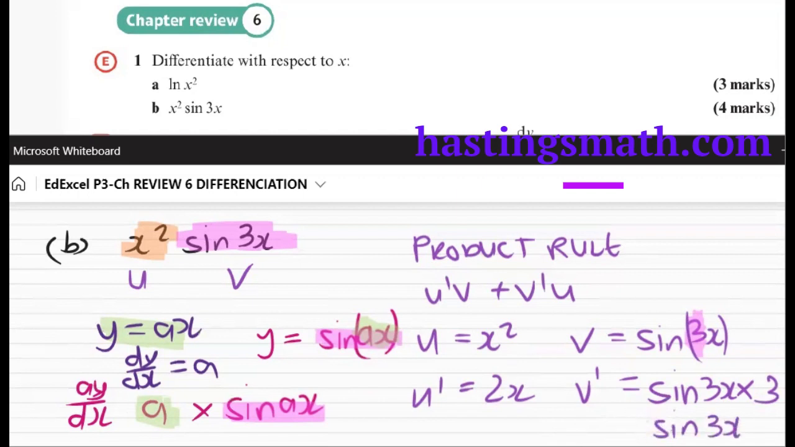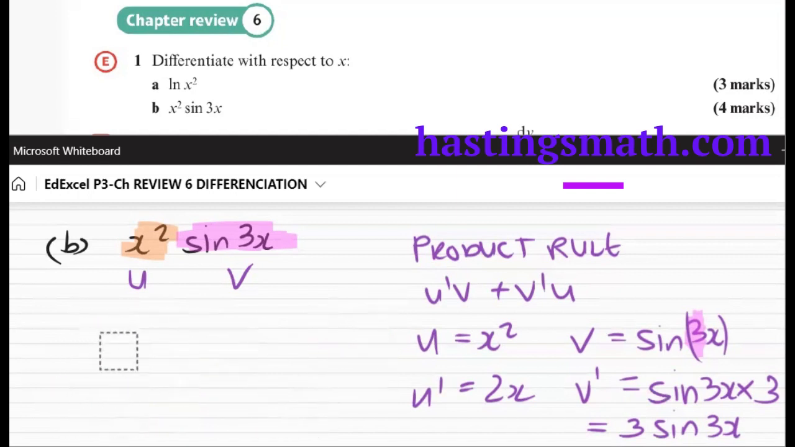Let's just do this. There we go. Okay, 3 sine 3x. Where were we? So now we've got our u and our v and our u dash and our v dash.